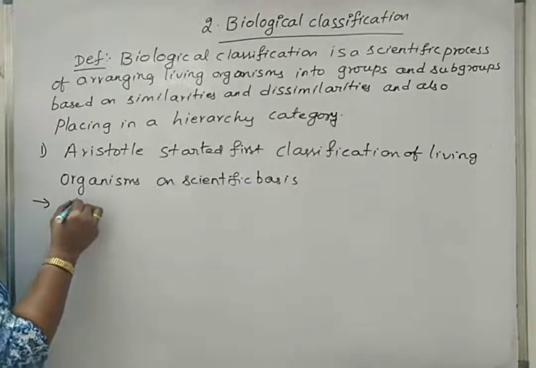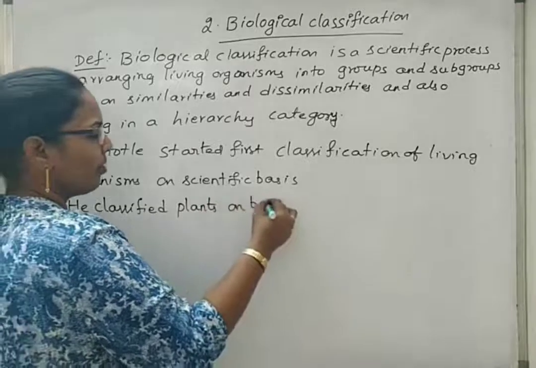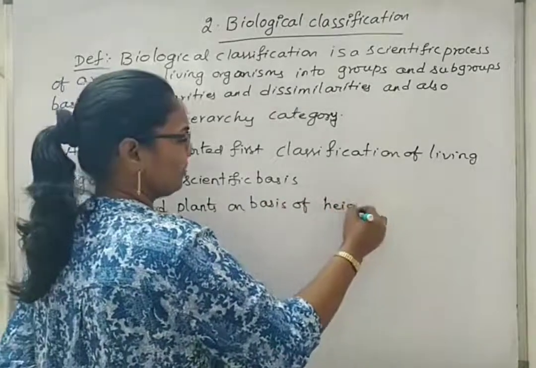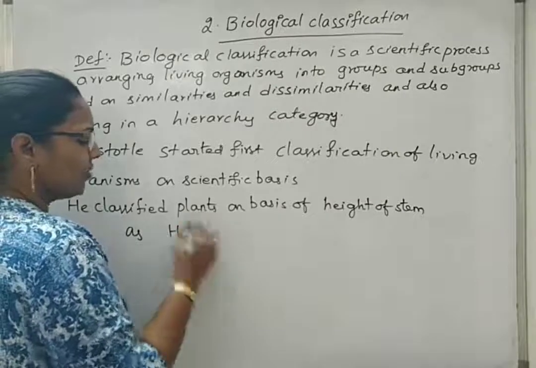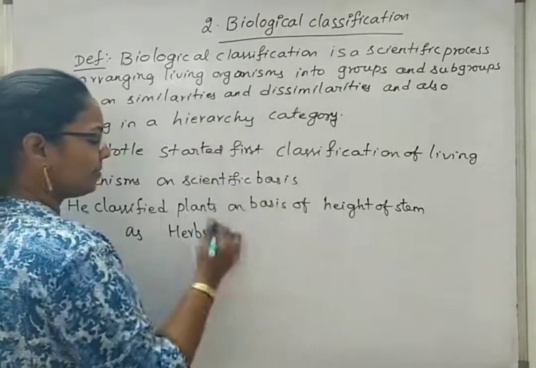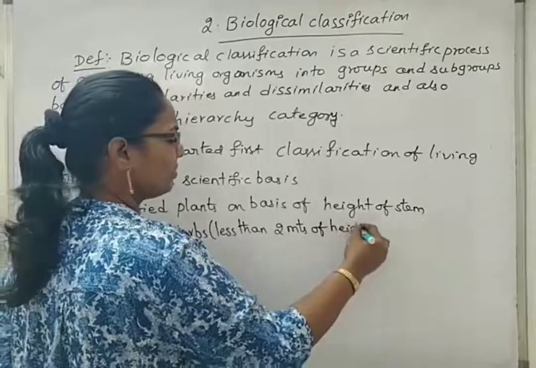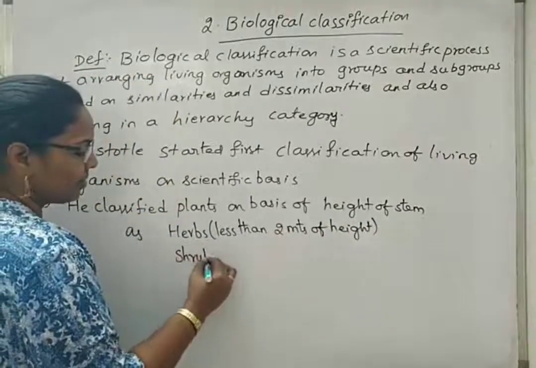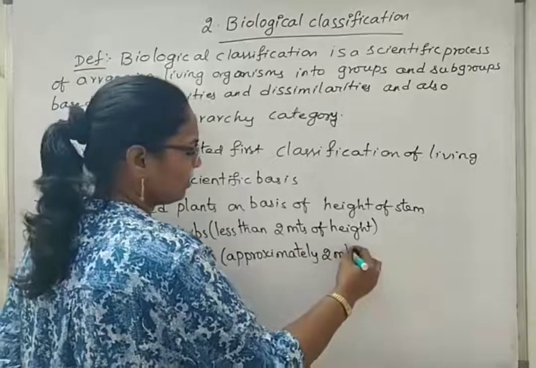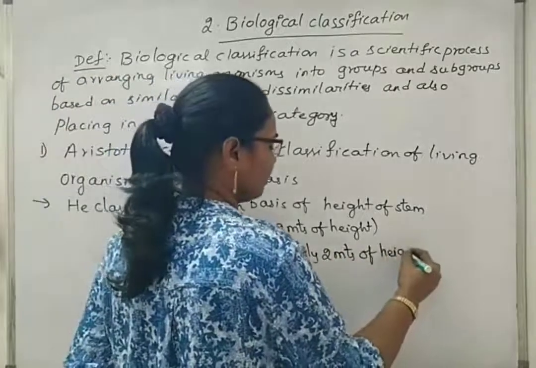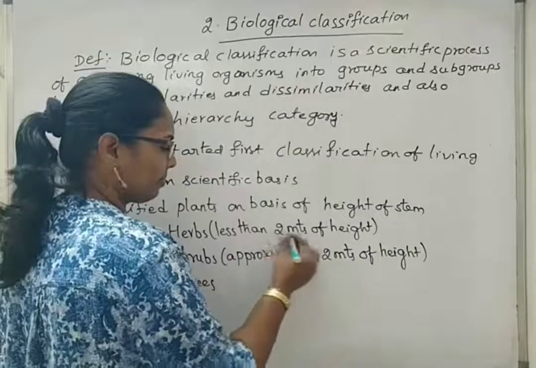So he classified plants on the basis of height of stem: herbs, which are less than 2 meters in height; next, shrubs, approximately 2 meters in height; and trees, more than 2 meters in height, meaning their stem. This is about the stem.